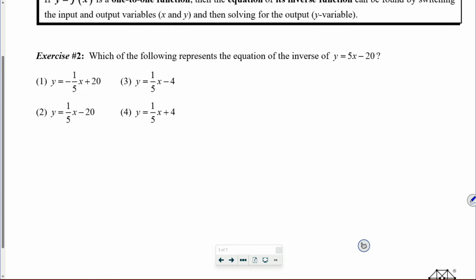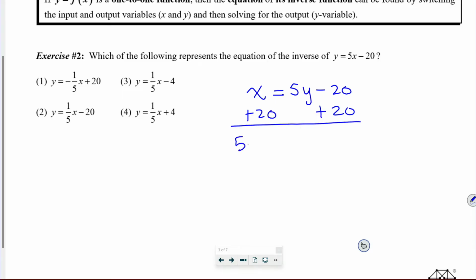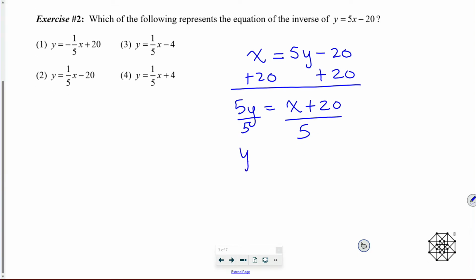So step 1, we are going to make this into x equals 5y minus 20. All right, now we want to solve for y. So I will add 20 to both sides. I'm going to flip-flop the equation really quick. I'll divide both sides by 5. Real critical to make sure you distribute that division. So that's x divided by 5 plus 20 divided by 5. And that's going to be y equals 1/5 x plus 4.